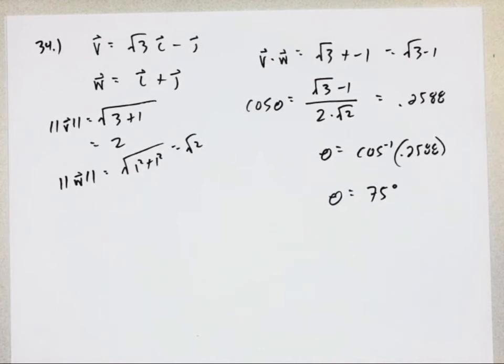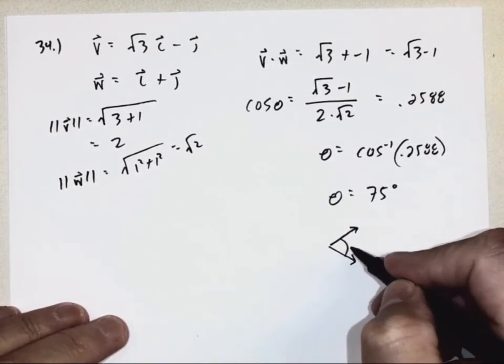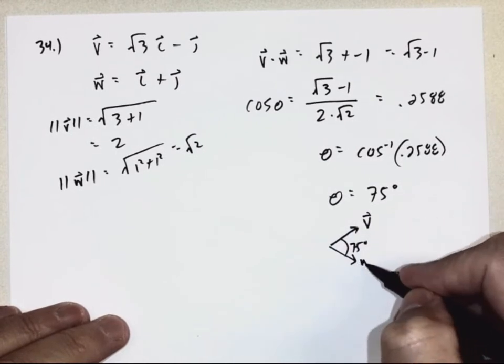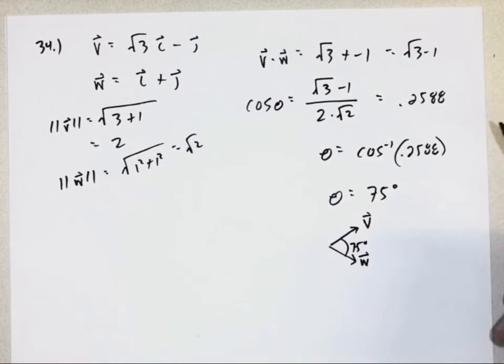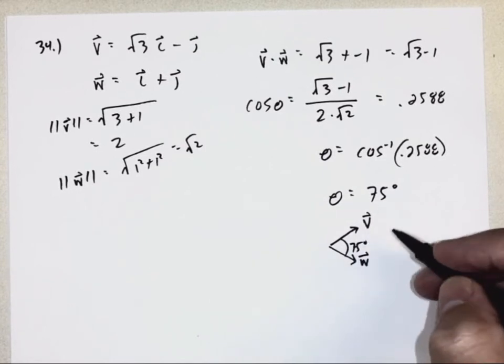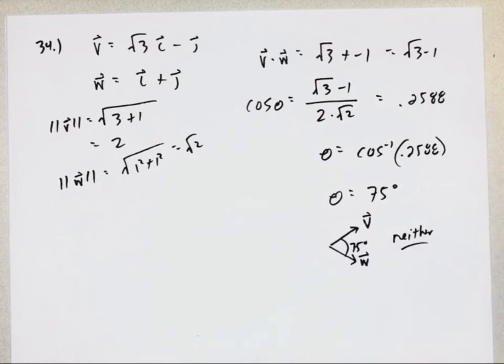And now that's the question. Therefore, if these two vectors are 75 degrees apart, are they parallel? No. Orthogonal? No. They're neither.